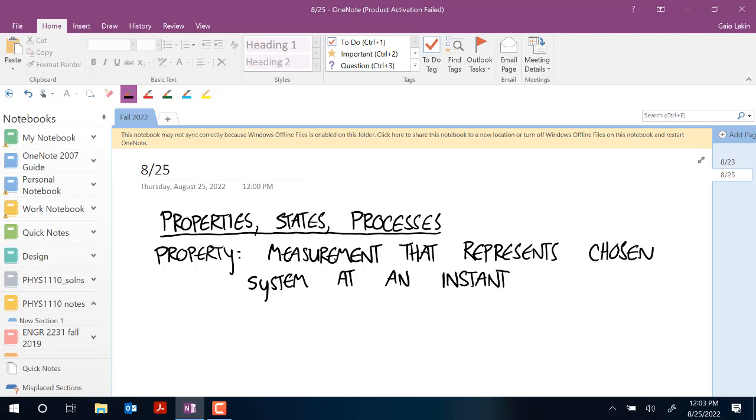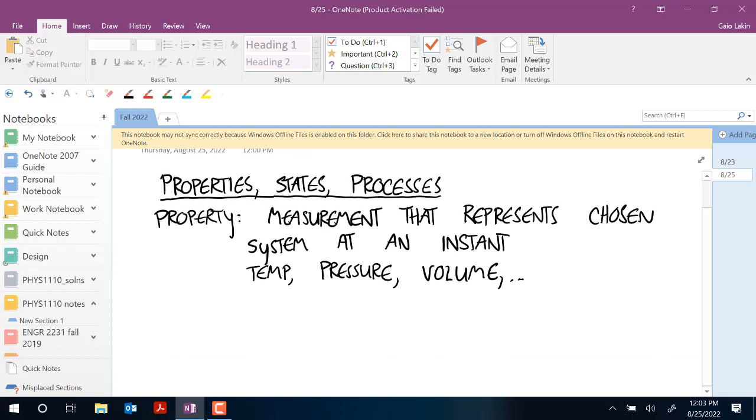Examples of properties are temperature, pressure, volume. You don't need to know anything about the history of the system to measure those things. All you have to know is what's going on at that instant. The combination of all properties is called a state.